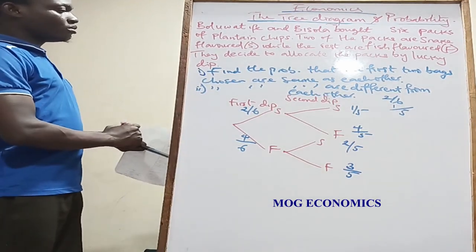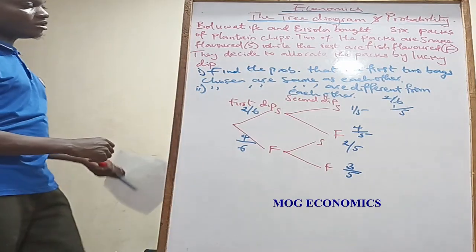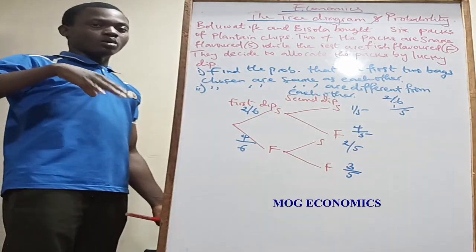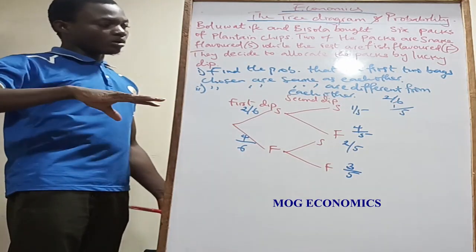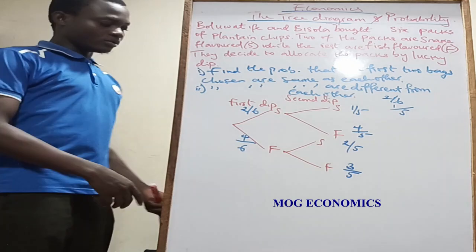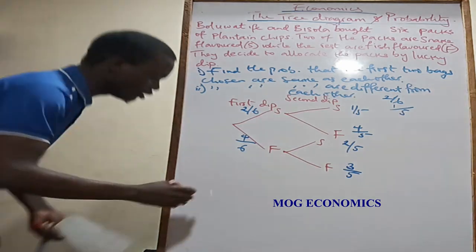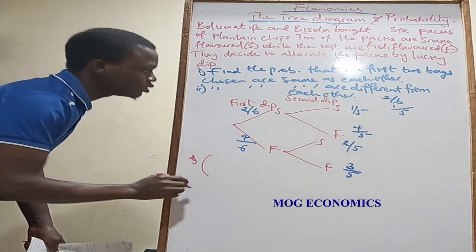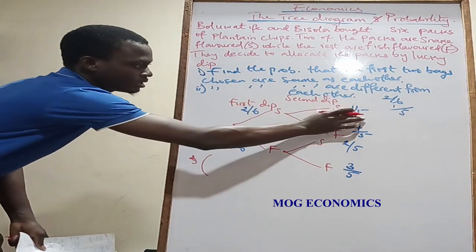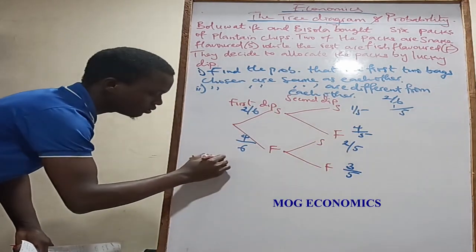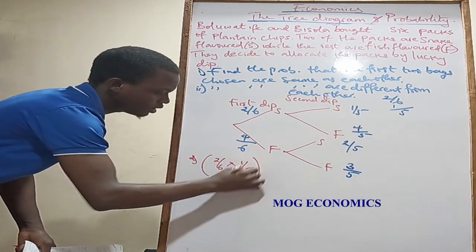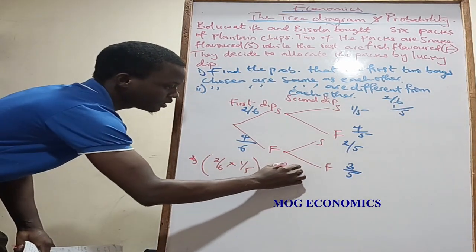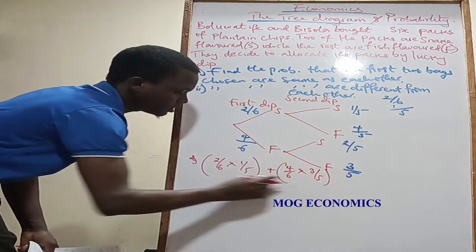Find the probability that the first 2 bags chosen are the same as each other. So it is the case that the first 2 bags are either both snake flavored or both fish flavored. So for A, the answer to the question is going to be 2/6 times 1/5 for S, then plus, if you want to pick fish flavored, 4/6 times 3/5. So it's either this or this.